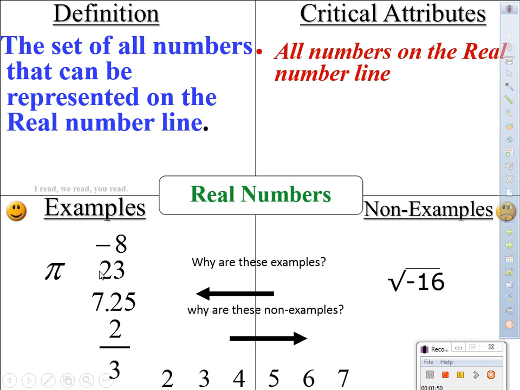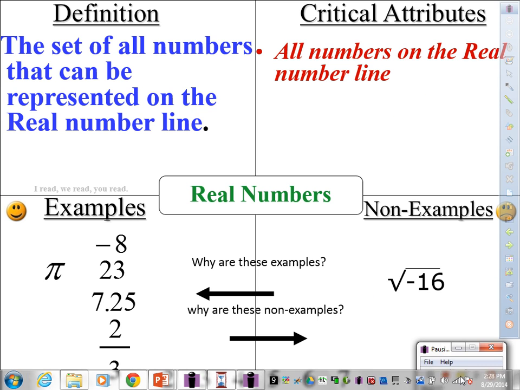The examples don't have to be exactly like the ones I have. As long as you have your own examples, I'm good with that. This is just so that you get familiar with the concept and with definitions. Okay. So once again, the set of all numbers that can be represented on the real number line. You got examples, non-examples. We said this one is called imaginary. Is that correct? Okay. And you wrote your critical attributes.